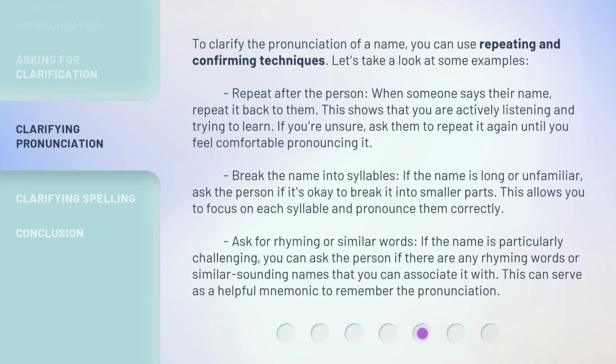To clarify the pronunciation of a name, you can use repeating and confirming techniques. Let's take a look at some examples. Repeat after the person. When someone says their name, repeat it back to them. This shows that you are actively listening and trying to learn. If you're unsure, ask them to repeat it again until you feel comfortable pronouncing it.